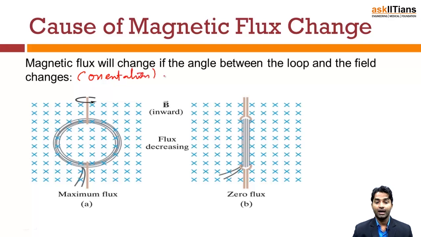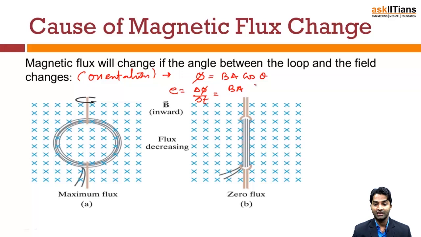Orientation means either the coil is rotating with respect to the direction of the magnetic field, or the magnetic field is changing with respect to the area vector of the coil. So we can say that phi is equal to BA cos theta. If we want to find the induced EMF, that is equal to the change in flux, delta phi by delta t, which is equal to BA, because these are uniform.